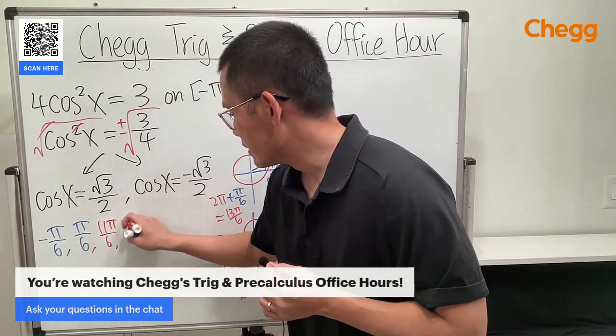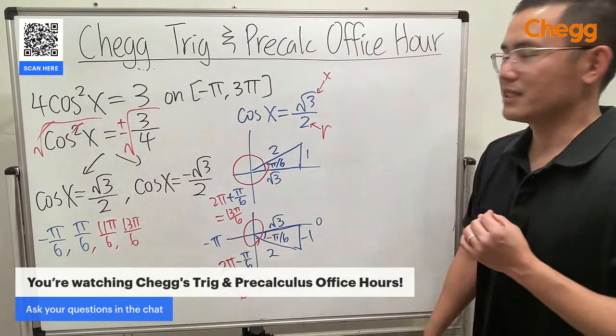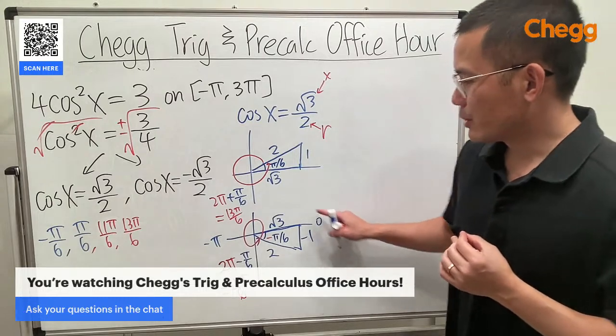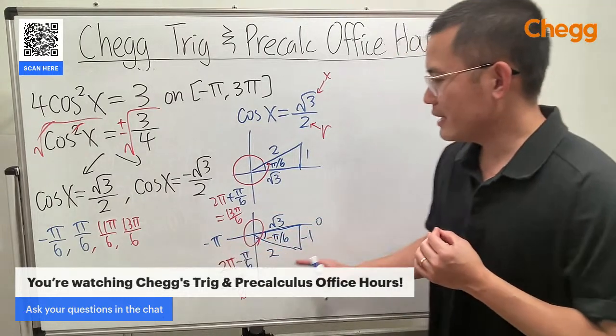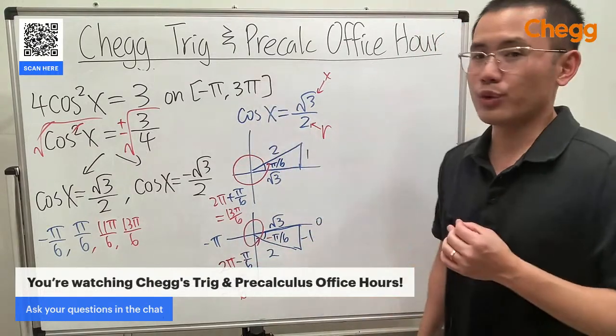And then 13 pi over 6. If I list them out from the smallest to the biggest. And then can we get to 3 pi? This is 0, this is negative pi, 2 pi, 3 pi, but we don't have triangles here, so we don't really need to worry about that.